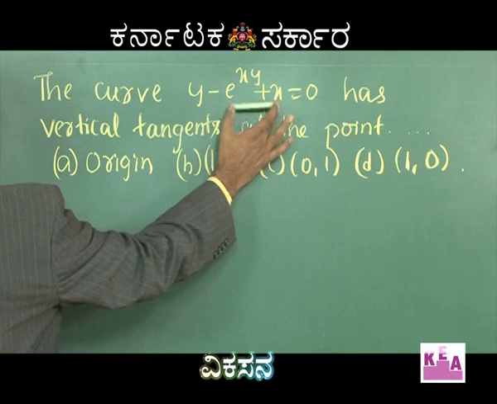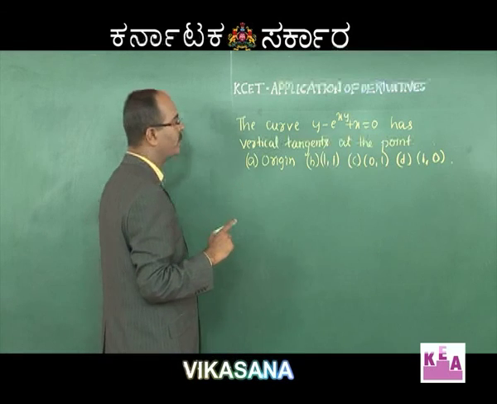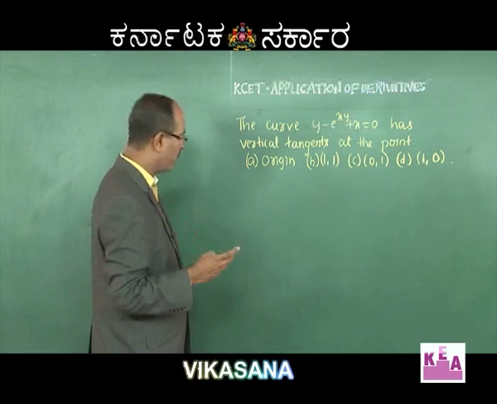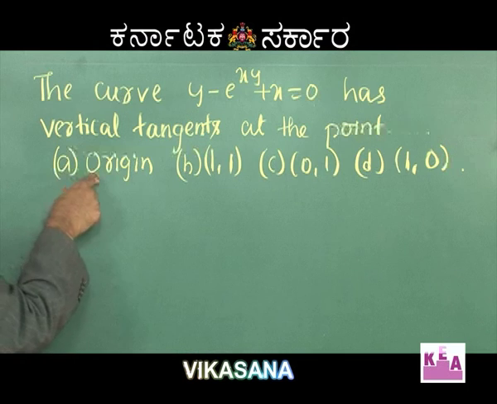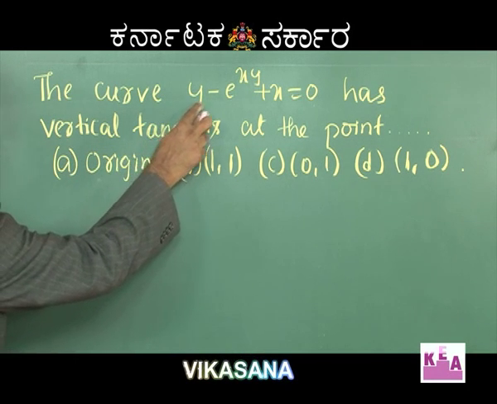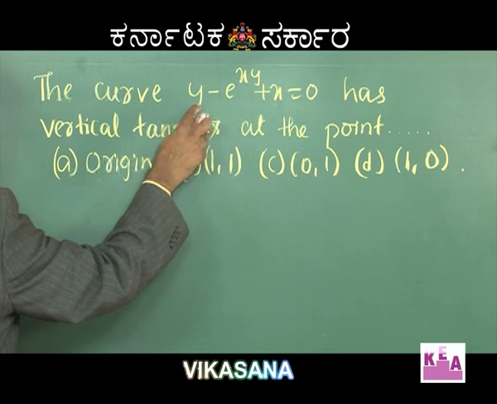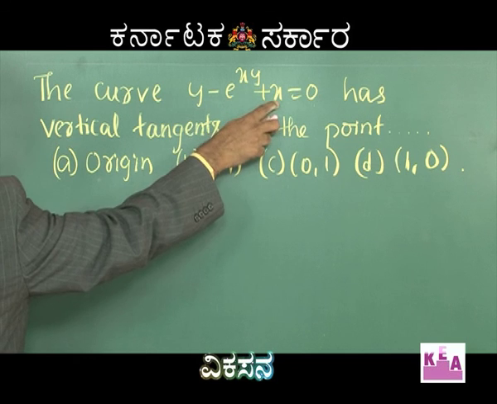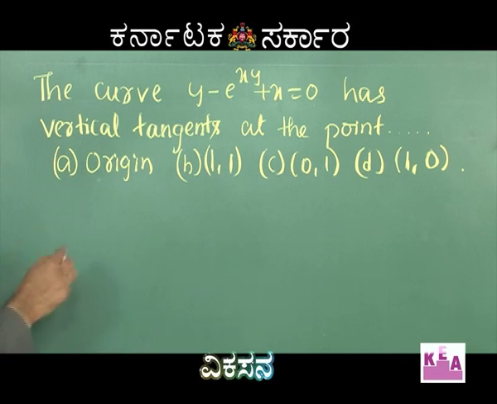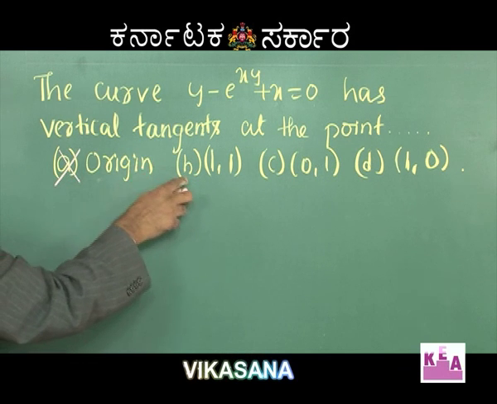Interchanging x and y, the equation remains the same. That is one particular piece of information that you should know. And very importantly, let us assume option A is correct. If option A is correct, then the origin should satisfy this equation: 0 minus e power 0 plus 0. 0 minus 1 plus 0 is not equal to 0, it is equal to minus 1, therefore option A is ruled out. What about option B?